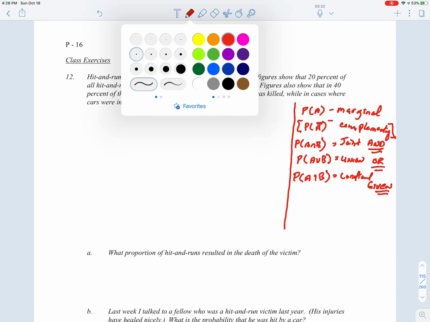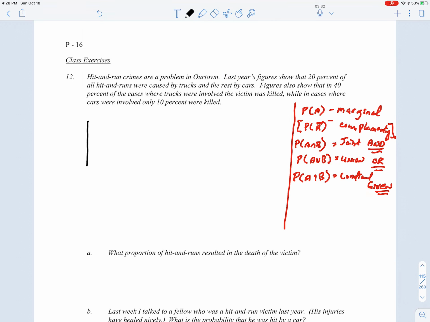Now, let's take a look at setting up a contingency table. The contingency table looks like this. We've got really 2 dimensions of the problem. It says here that a person is either hit by a truck or a car, and then they're either killed or they're not killed, which is the complement of that.